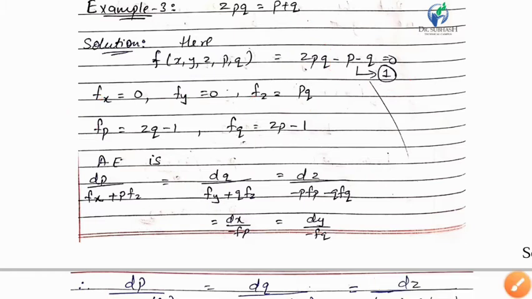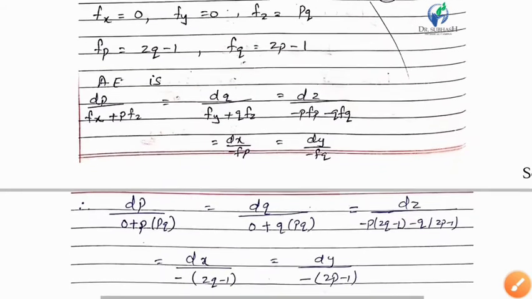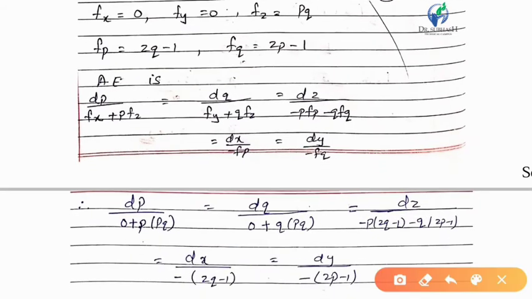I am writing below the Charpit's auxiliary equation and I will substitute all these values here. See, I have substituted this value. fx is 0, so here 0. fz is pq, so here I am putting pq. fy is 0, fz is pq. Here fp will be zq minus 1 and fq will be zp minus 1. Same here I am putting the value of fp and fq.